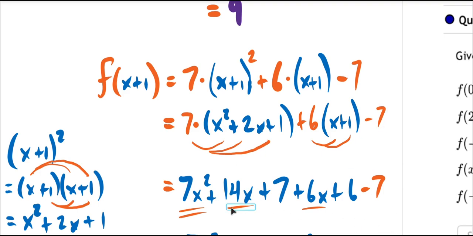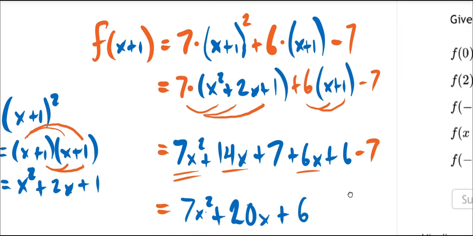Like terms have the same letter and the same exponent. There are no other x squareds, so we're going to leave that. But there is a 14x and a 6x. I can combine those to get 20x. And there is a 7 and a minus 7, that's 0, and so we just have this plus 6 remaining.